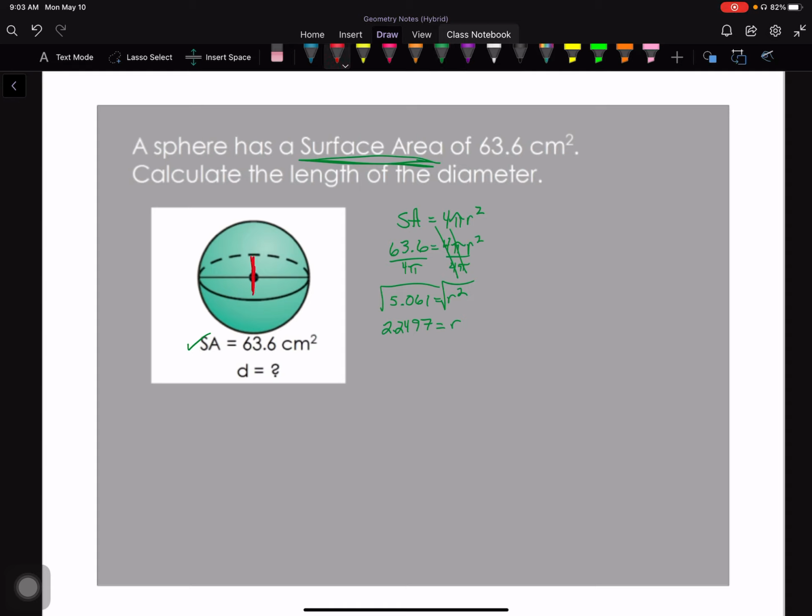That's the distance from here to the edge. They're asking for the diameter, so if I just multiply that by 2, I will get my diameter. So if you multiply this by 2, you get 4.499 centimeters. And that's how you could just work one problem backwards. And that goes the same for any situation we've talked about so far. Just fill in your missing information, solve for the variable that's left, and you are done.